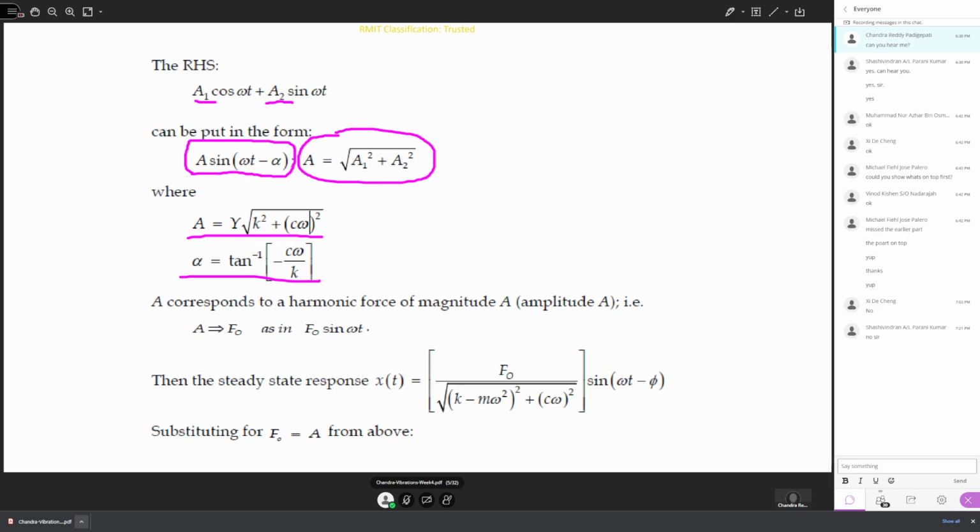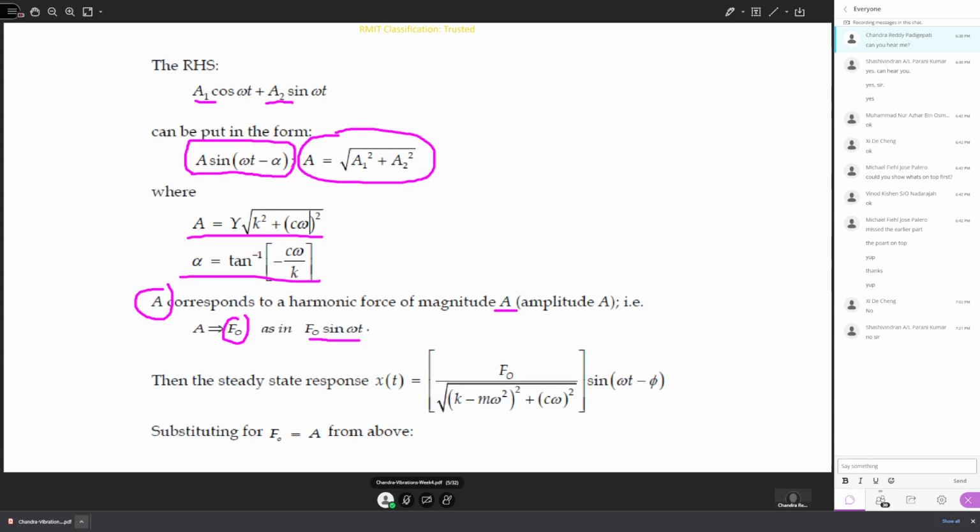So the right hand side of the equation of motion we can write as A sin of omega t minus alpha, where A can be written like this and alpha can be written like this. This A corresponds to the harmonic force of magnitude A. So this magnitude A corresponds to the force F naught when we discussed forced vibration, F naught sin omega t.